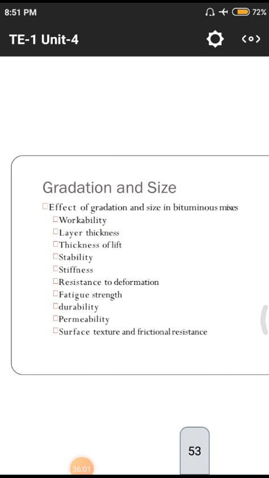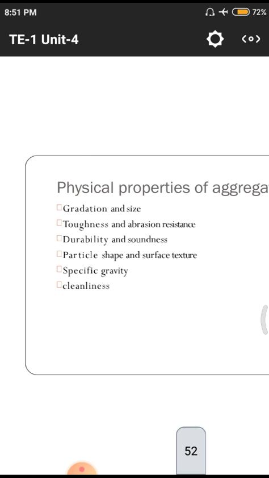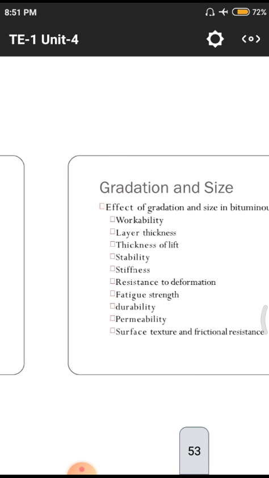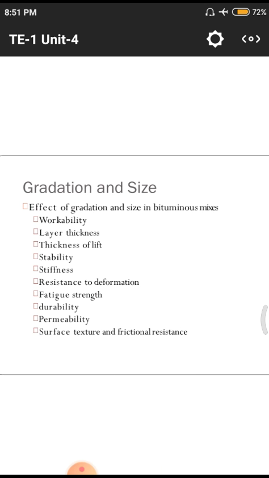Next one is the gradation and size. How the grading of aggregates takes place.